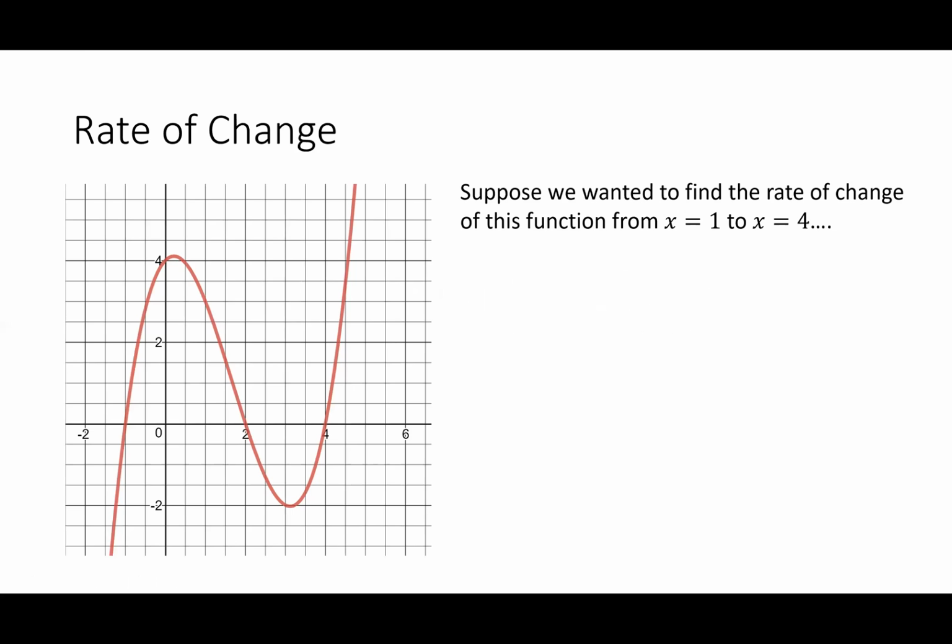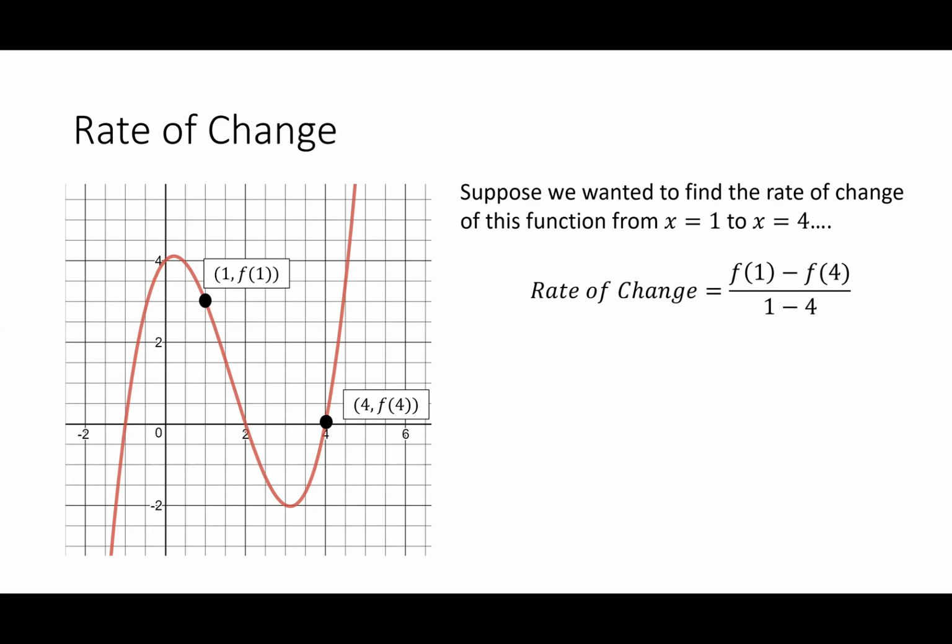So suppose we wanted to find the rate of change of this function from x equals 1 to x equals 4. I would identify my coordinate pairs, and what I could do is think of the line between these things as a model of a rate of change. I'll give you the second to do the number crunching yourself, but what I'm really asking for is the change of f of 1 and f of 4 divided by the change of 1 and 4. This is our slope formula.